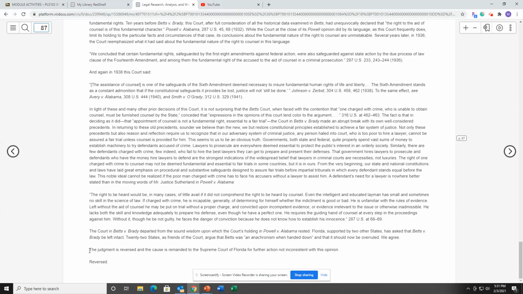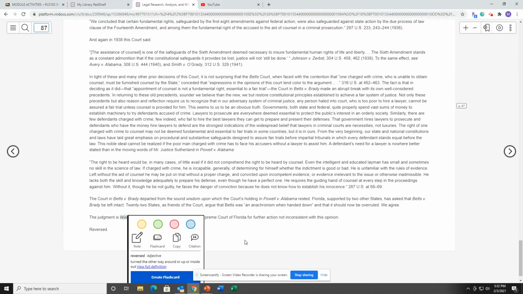And then here is your disposition. Remember, disposition is what happens to the lower court decision. So they reverse that and remand it for further action. Reverse is really the disposition, and they kick it back.